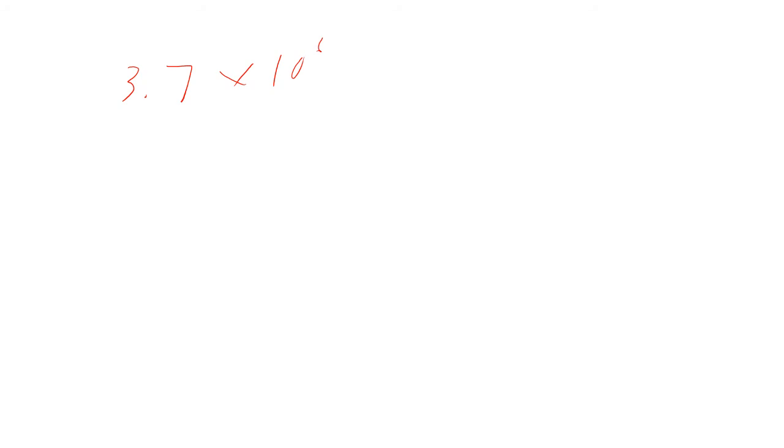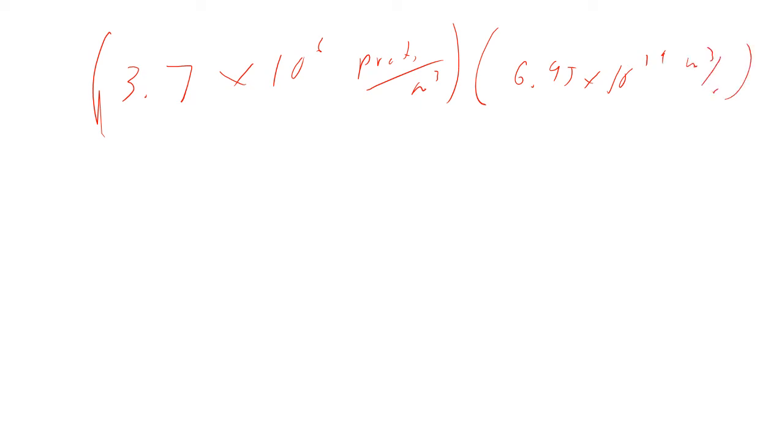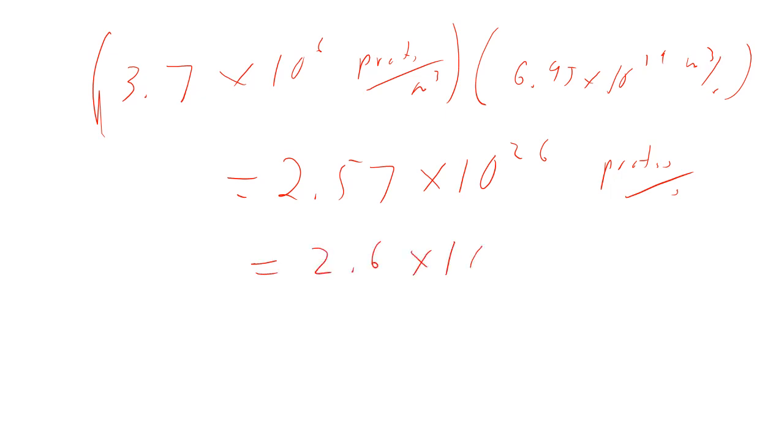and we just calculated that there's 3.7 times 10 to the 6 protons per cubic meter. So if we take that and we multiply by 6.95 times 10 to the 19th cubic meters per second, that gives us 2.57 times 10 to the 26 protons per second. And really, I suppose if we want to keep this to the proper number of significant figures, that'd be 2.6 times 10 to the 26 protons per second.